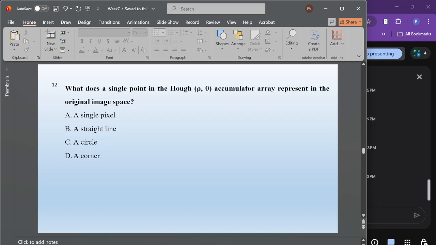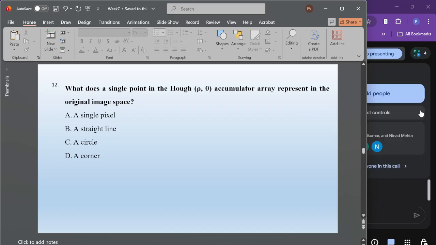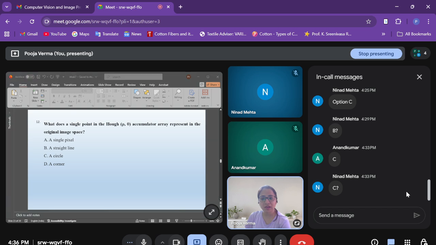Our next question is: what does a single point in a Hough transform rho-theta accumulator array represent in the original image space? Option A, a single pixel. Option B, a straight line. Option C, a circle. Option D, a corner. Can you answer this question? What does a single point in the Hough transform rho-theta accumulator array represent in the original image space?